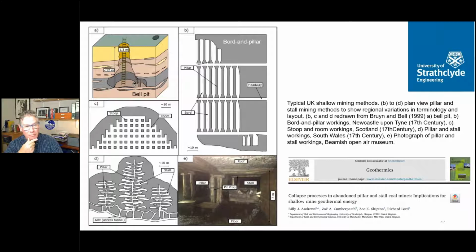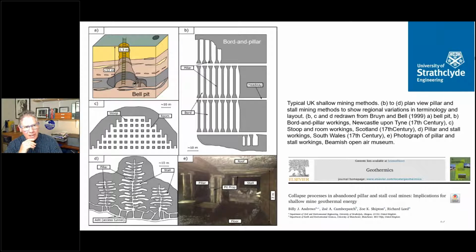The earliest form of mining was typically these bell pits that you can see in figure A, where a shaft was sunk to the seam and then they would excavate the coal out until such time as the workings began to collapse, hopefully by which time they had abandoned the workings. And you can still see evidence of these pits in some areas of Scotland. You tend to see little circular depressions next to little coal bings there.